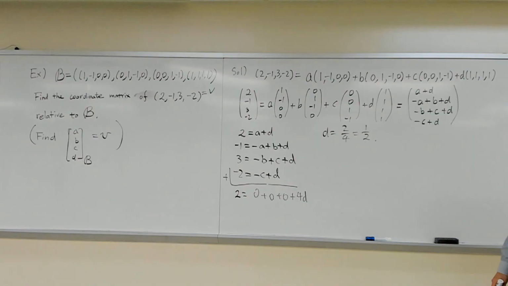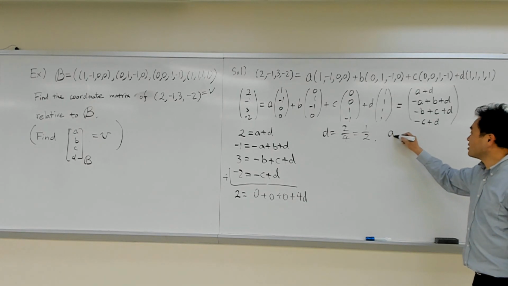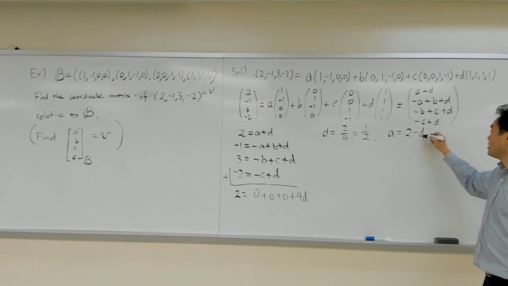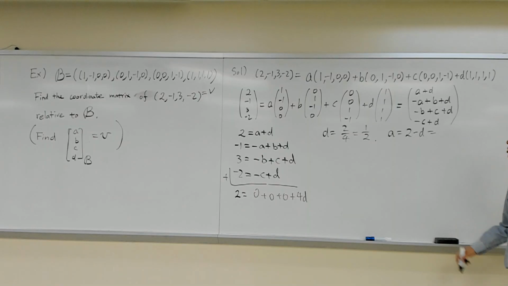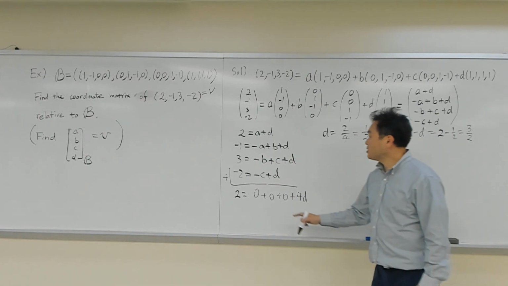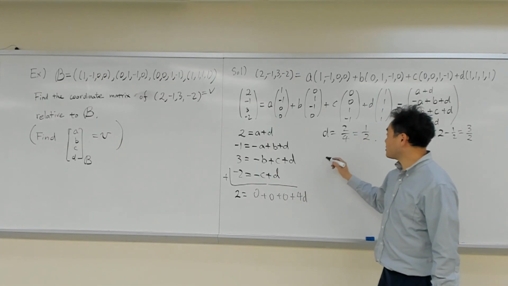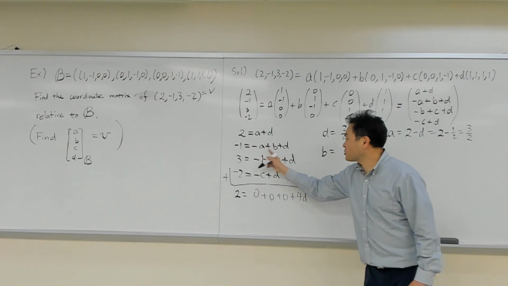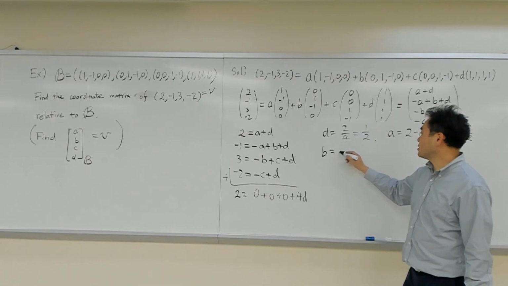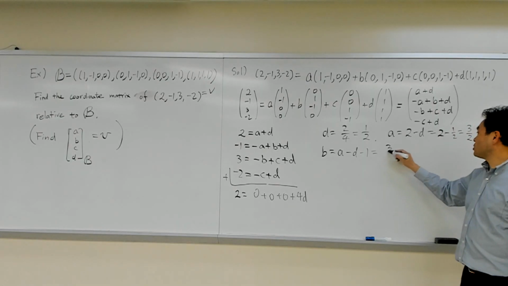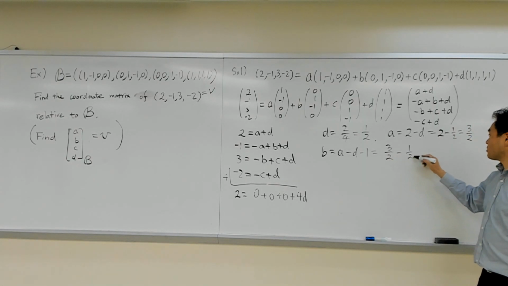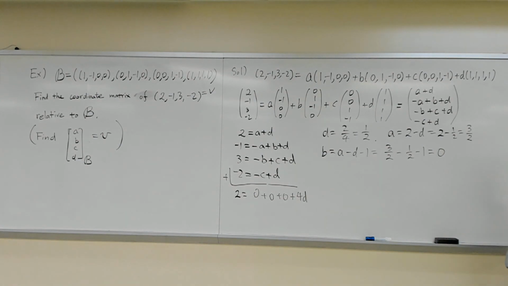Alright, that immediately tells us what a is. a is 2 minus d, if you use this. So that's 2 minus 1/2, which is 3/2. And then you can replace this one here, and if you solve for b, b is positive a minus d minus 1. a is 3/2, minus 1/2, minus 1. Oh, so b is 0.